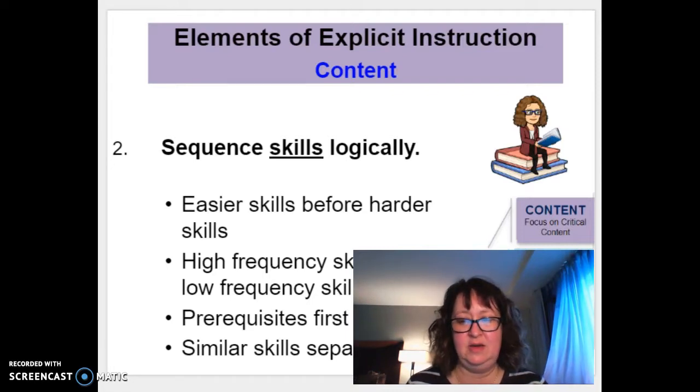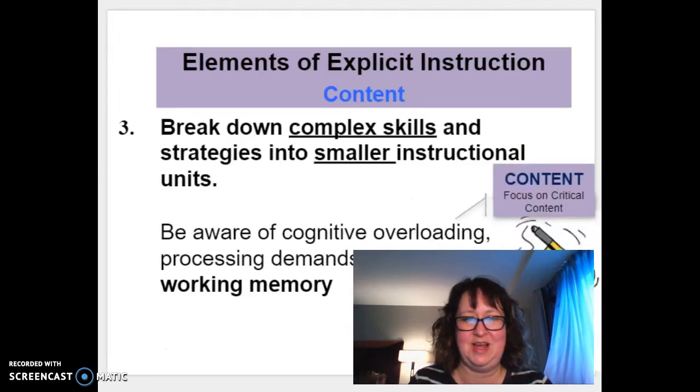And that's not to say that we don't ever use it, but we want to make sure that our students have that sequential content knowledge, the facts, the skills, and the strategies before we dig into any kind of higher order, larger projects and inquiry-based learning. Teach the stuff, and then you can do the projects. The skill number 3, when we're looking at content, we want to break down complex skills into smaller instructional units. This really helps students who have limited working memory or processing speeds that are slower.